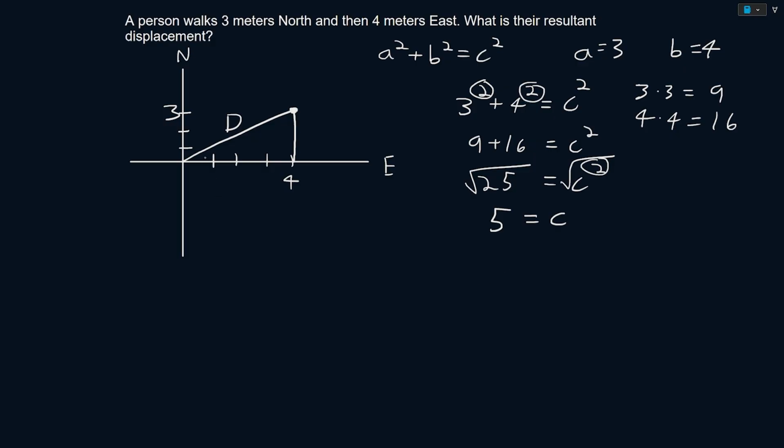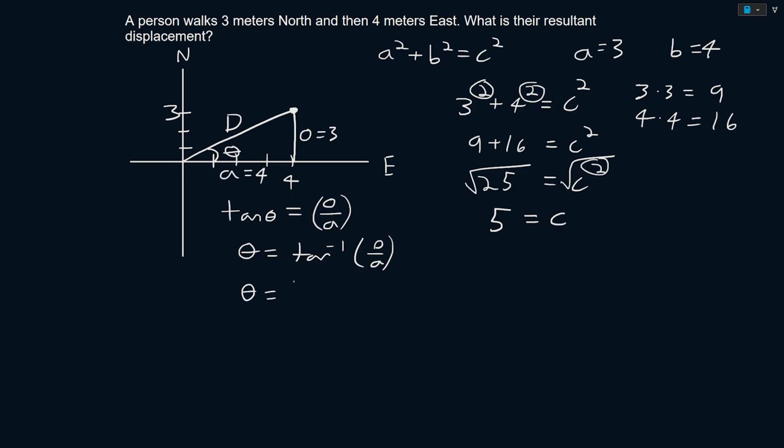In order to find the direction of the displacement, we're going to find this angle, theta, right here. In order to find this angle, we will use the trig identity of tangent of theta is equal to the opposite over the adjacent legs. Using this, theta is equal to the inverse tangent of the opposite over adjacent legs. For this, our opposite leg is equal to 3, and our adjacent leg is equal to 4. Plugging in, we find that theta is equal to tangent inverse of 3 over 4.